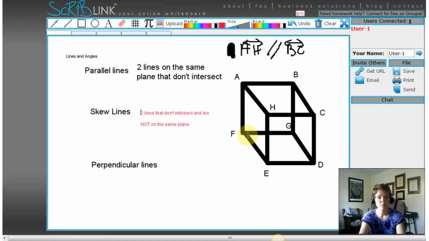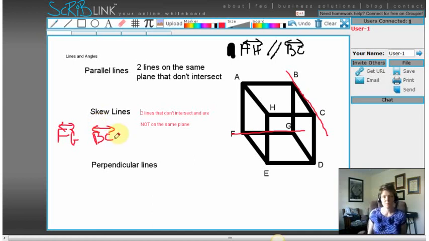So maybe FG, and which one would be skew to FG? We want it not on the same plane but not intersecting. So here's FG. How about BC? And there's not a symbol for skew. You just say they're skew. FG and BC are skew lines. They're never going to intersect. All right, let's pick another one.